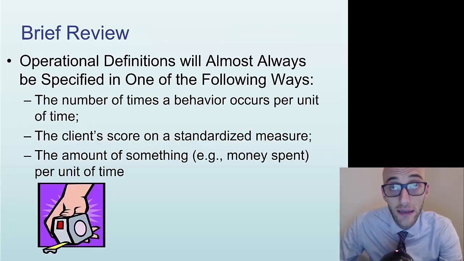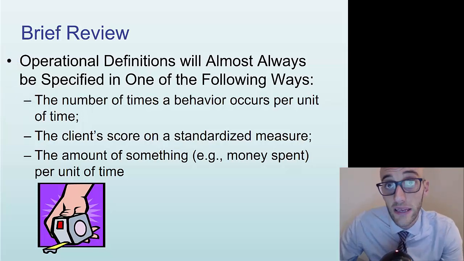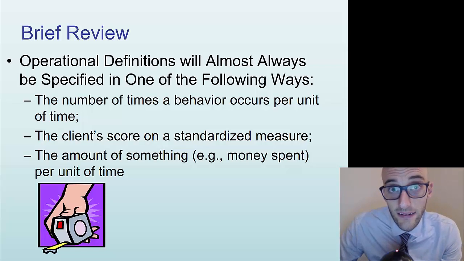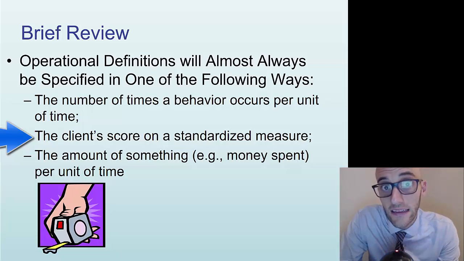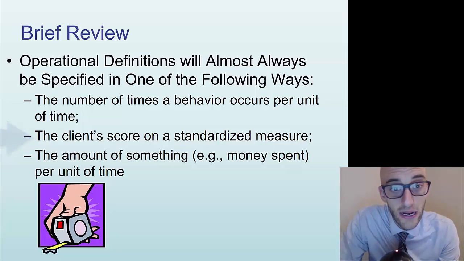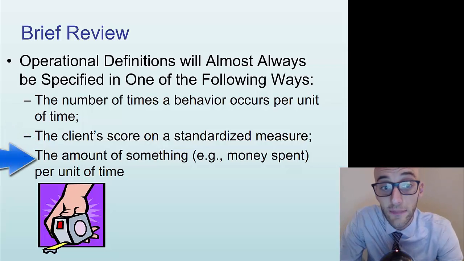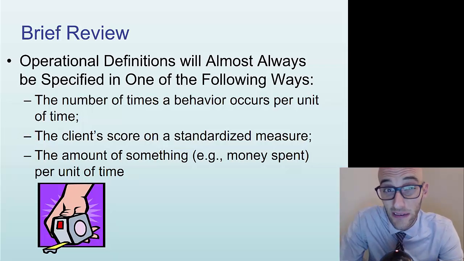This is one of the bigger concepts for Social Work 793 that a lot of people struggle with, operationally defined problems. So I think it's worth going over it twice. Operationally defined problems should be defined in the following way: the number of times a behavior occurs per unit of time. This could be, again, minutes spent exercising per day, the client score on a standardized measure, or the amount of something. So you could do a daily score on a Beck depression inventory.